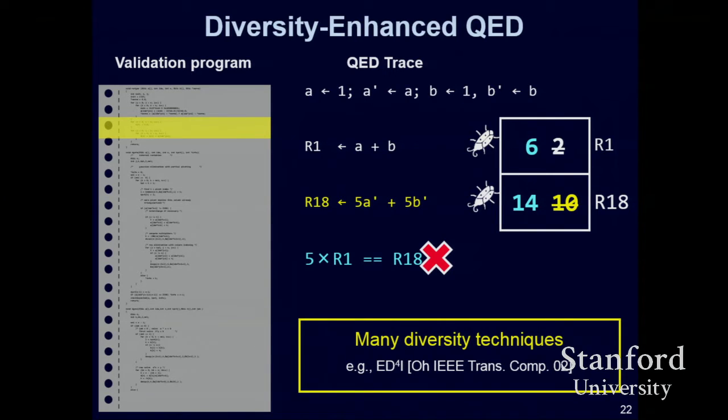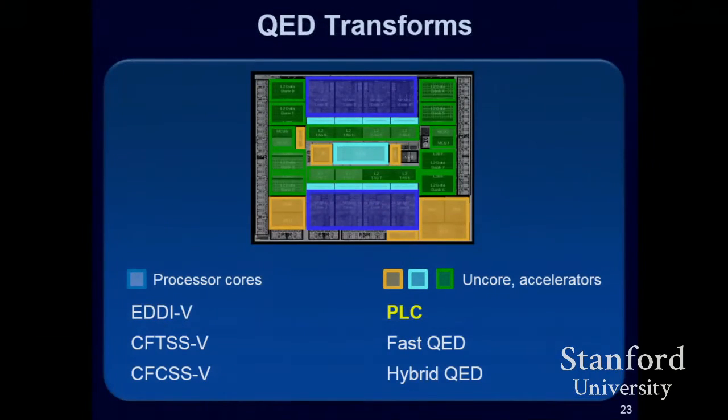Somebody asked us this question, for the Intel floating point bug that happened even before I came to grad school: would you find that bug? This diversity would actually be a perfect way to find that bug. Okay, so that was one of the examples targeting processor cores.